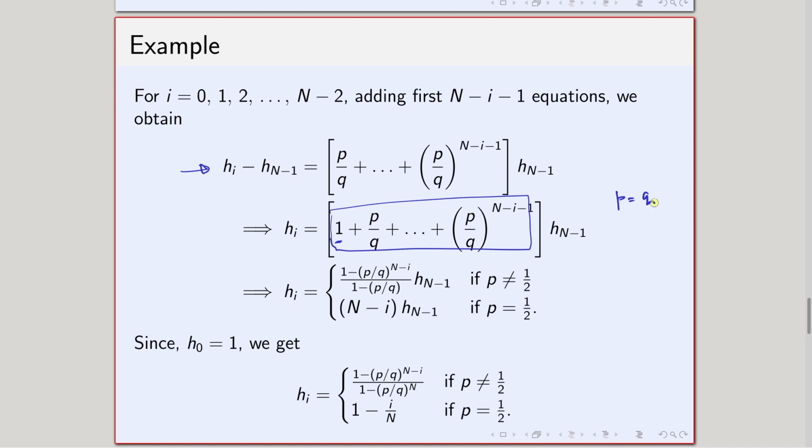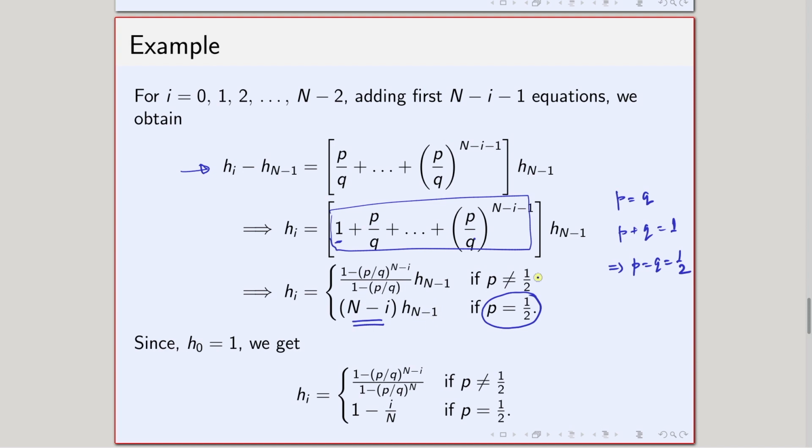P equals Q, basically because now P plus Q is equal to 1, this implies that P equals Q equals half. So that's why I have written P equals half. If P equals half, that means Q is half. So in this case P plus Q is 1. So in this case what we got is that I have n minus i terms. I have n minus i 1s here, so if I add n minus i 1s, that will give me n minus i. So I have n minus i here multiplied by h of n minus 1.